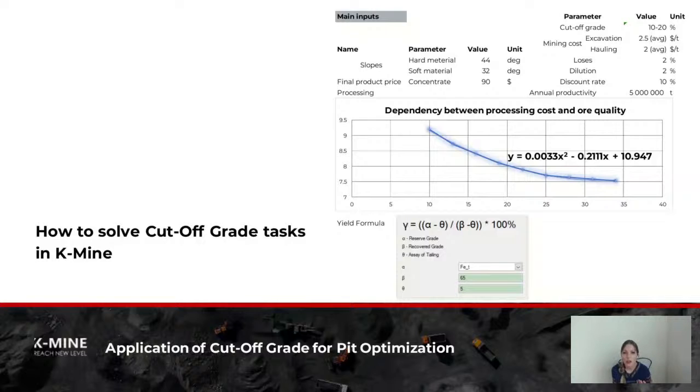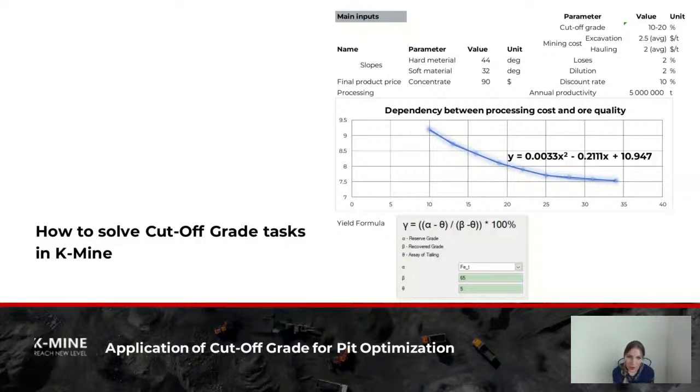Let's take a look at the initial data that we would use to build a scenario for searching the optimal contours in Kmine environment. So here are the pit's resulting angles. For hard rocks it is 44 degrees. For soft rocks it is 32 degrees. The price for final product is $90 per ton. So the cutoff grade can be from 10 to 20%, and we apply this to the indicator of magnetite iron.